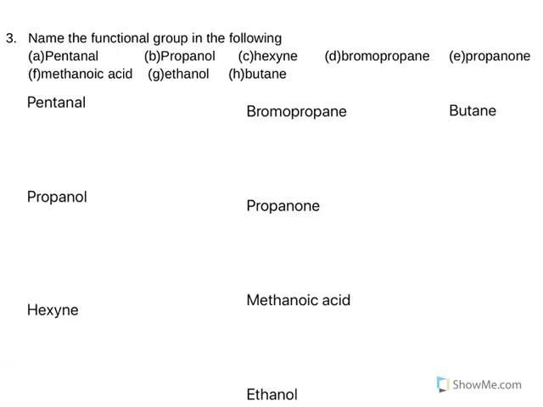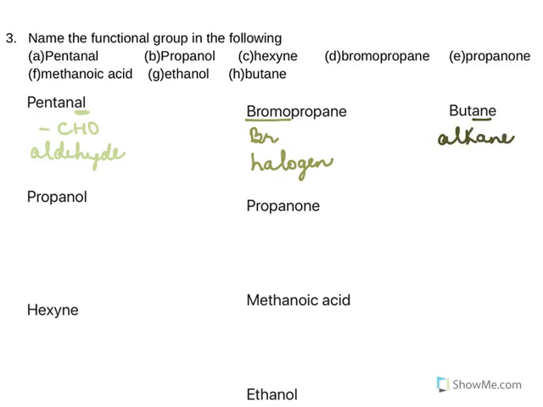Name the functional group in the following. Pentanal: al is aldehyde, the CHO aldehyde group. Then for the next, bromopropane: bromo, Br, the halogen group, is the functional group. Then we have butane. Butane is an alkane, and they're just single bonds. You can say the single bond is the functional group. They're all single bonds.